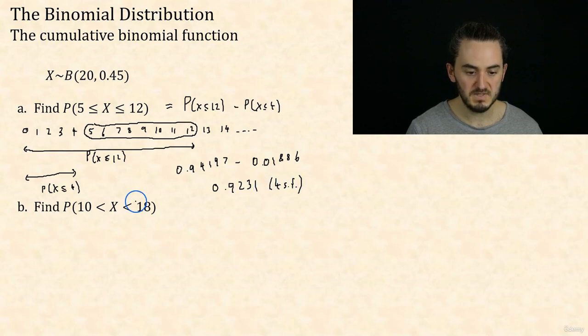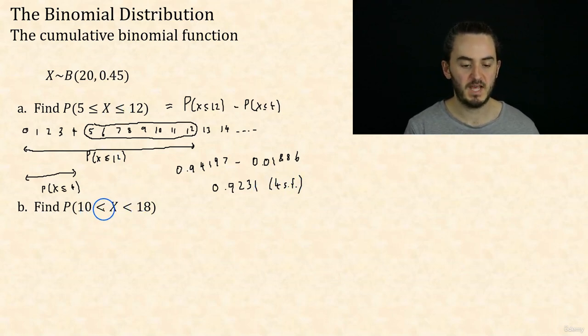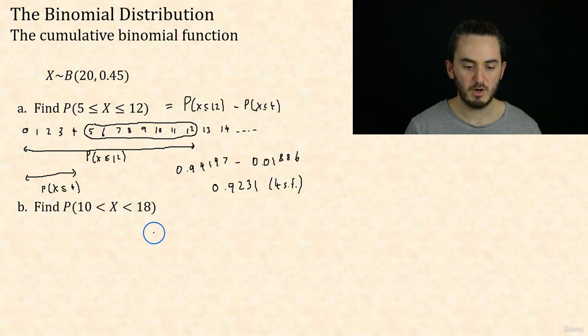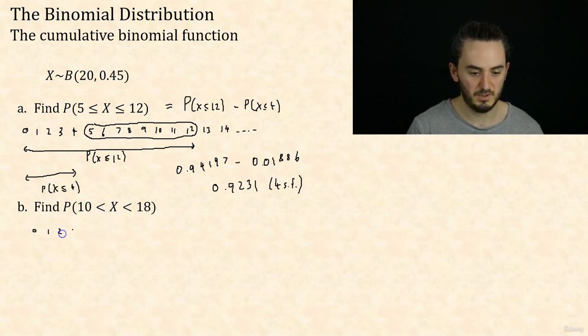Okay, next, so find probability for the same distribution, by the way. Find the probability that x is between 10 and 18 exclusive, meaning not including 10 and 18. Again, feel free to write out all the numbers if you want. I'm not going to do that this time. Oh, you know what? I am going to write the numbers out because I love writing number lines and I think it illustrates what's going on really, really well.